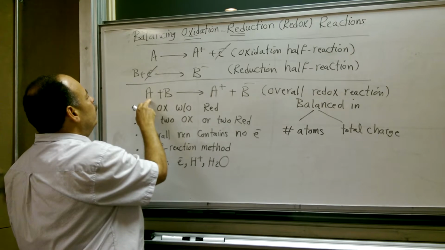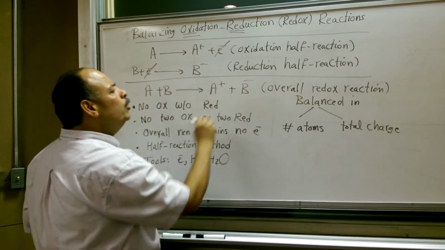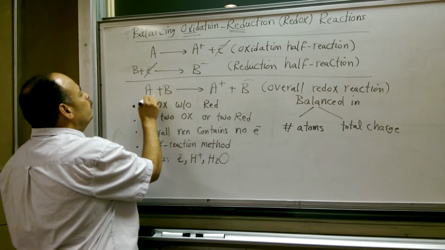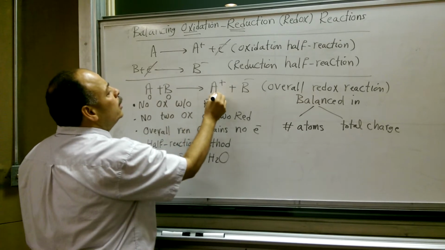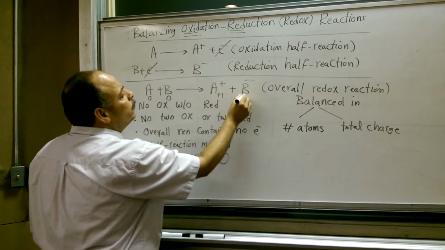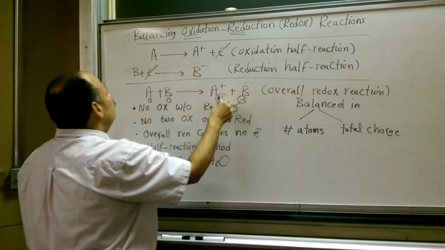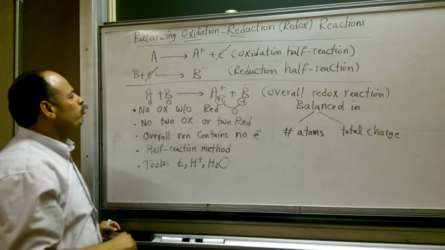And here we have one A and 1 B. Here we have 1 A and 1 B. Also, we have to check for the total charge. The total charge on the left side is neutral, it's 0. B is neutral, so it's also 0. A positive has positive 1, and B has negative 1. So adding a positive 1 and negative 1 will give us 0. So this equation is also balanced with respect to the total charge.